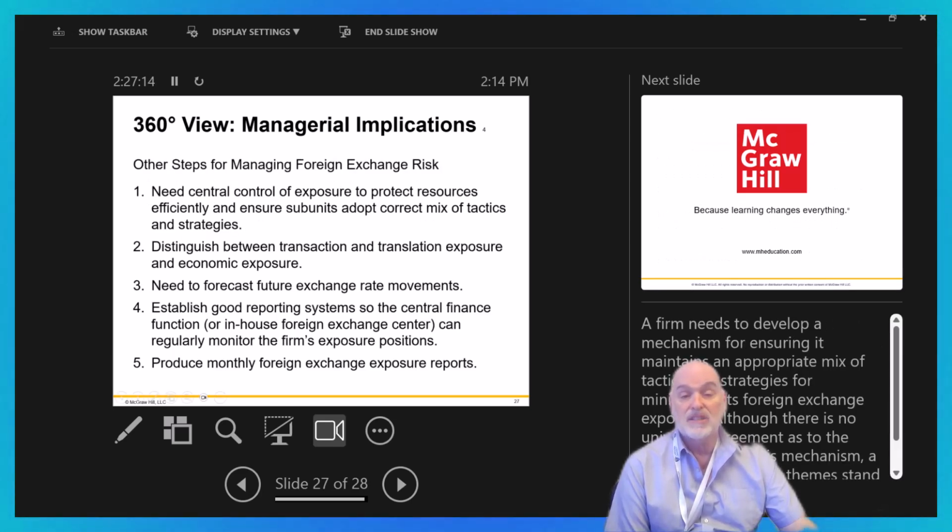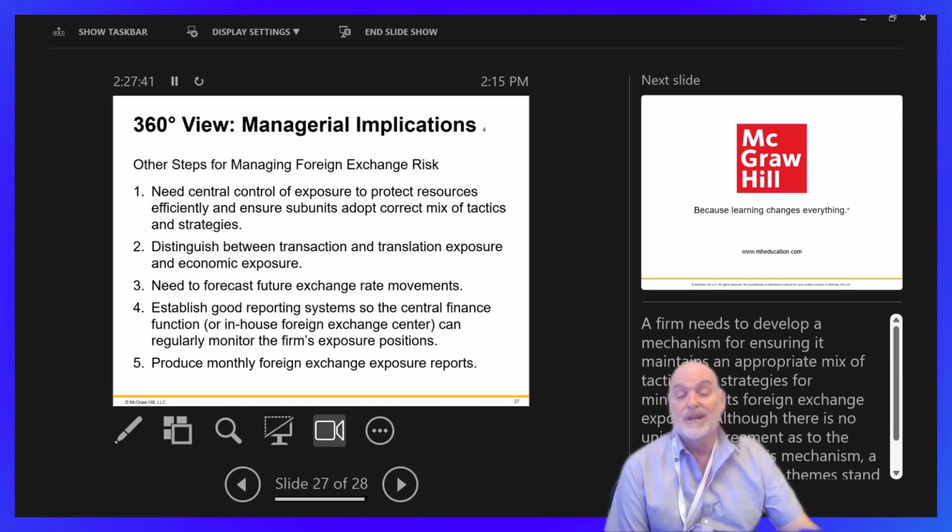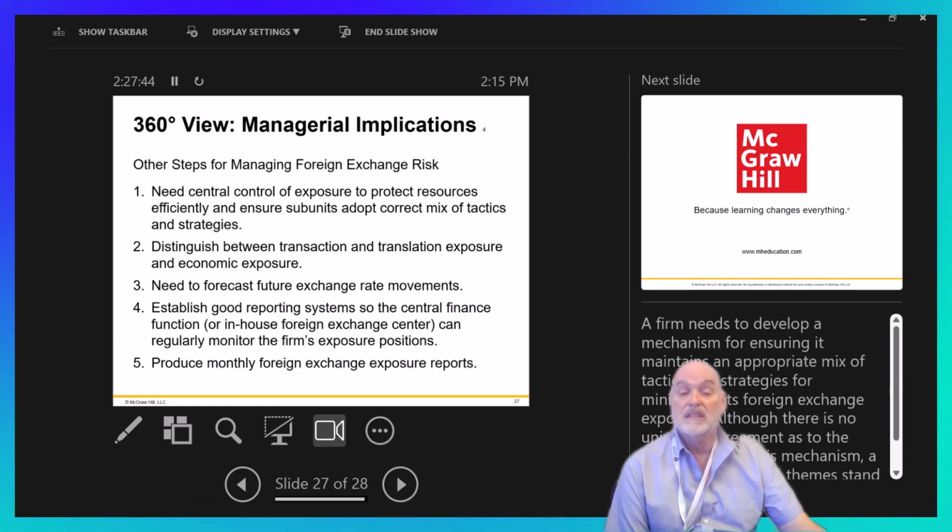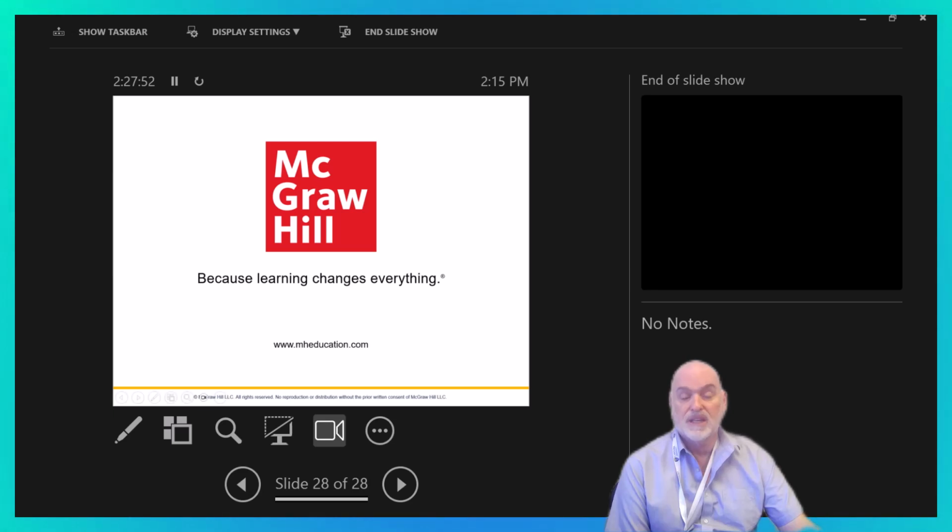Other steps for managing foreign exchange risk include: number one, need central control of exposure to protect resources efficiently and ensure subunits adopt the correct mix of tactics and strategies. Number two, distinguish between transaction and translation exposure and economic exposure. Number three, need to forecast future exchange rate movements. Number four, establish good reporting systems so the central finance function or in-house foreign exchange center can regularly monitor the firm's exposure positions. Number five, produce foreign exchange monthly exposure reports.